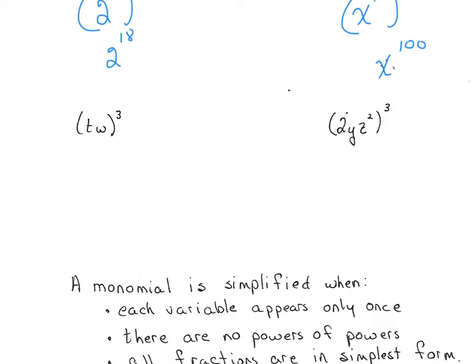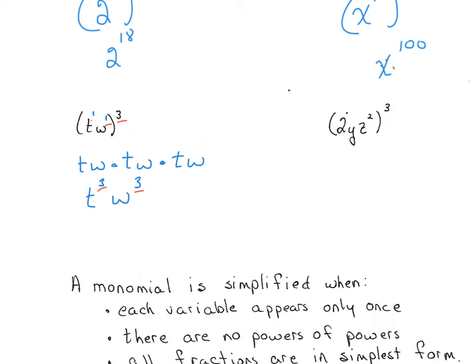Here, if we were to write this in expanded form, we would have TW times TW times TW. Or we could say we have T to the third times W to the third. Notice there's no exponent, so a 1 is understood. We multiply the exponent by both exponents. 3 times 1 is 3, and 3 times 1 is 3.